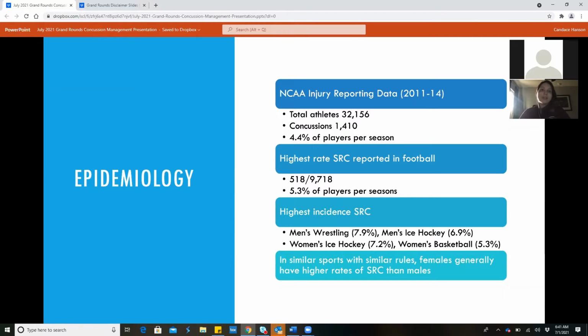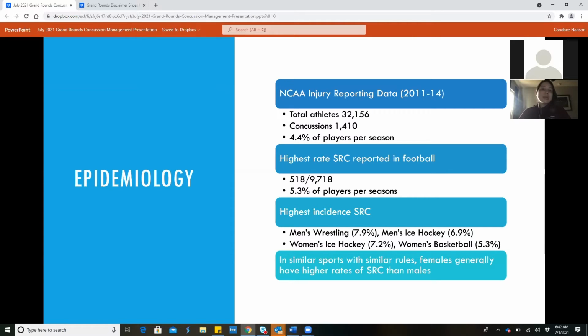Total athletes competing in all sports in NCAA reporting from 2011 to 2014 were 32,000 athletes. There were 1,400 concussions, and that equals out to 4.4% of players per season having a concussion. The highest rate of sport-related concussion is reported in football, a rate of 5.3% of players per season.